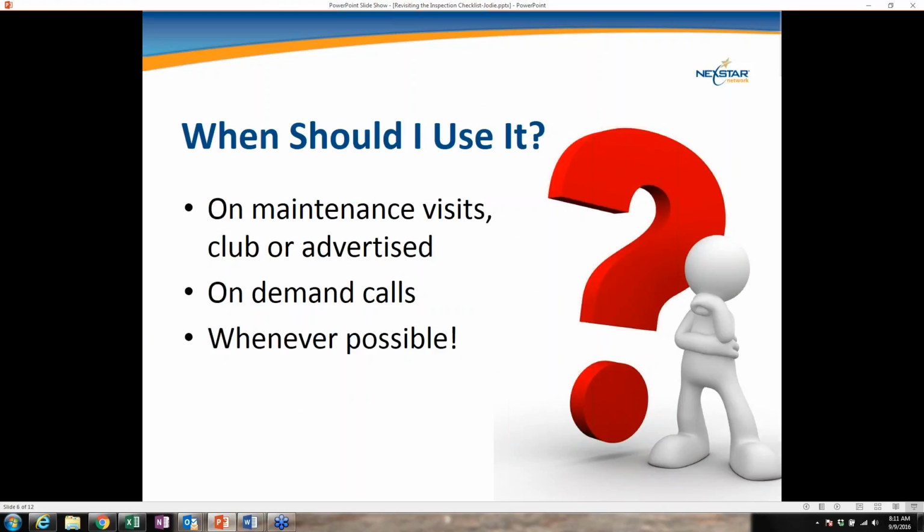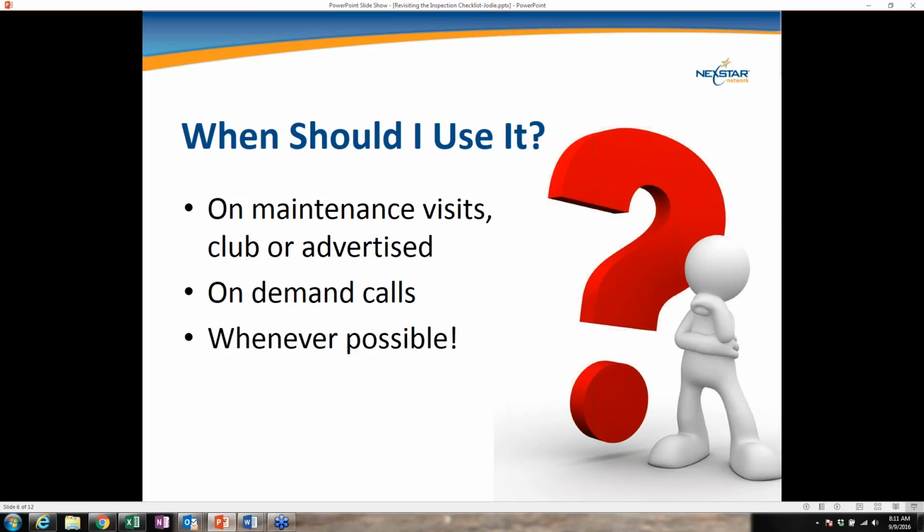So when should we use the inspection checklist? At maintenance visits, clubs, advertised tune-ups. I would even recommend including it on demand calls whenever possible. Never miss a chance to impress your customers. So this is an opportunity for you, even if it's a demand service call.